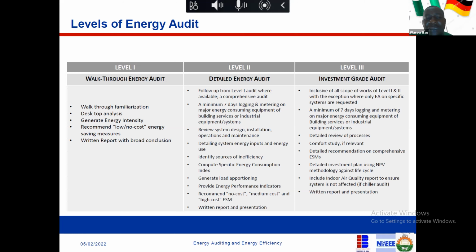As the word implies, you walk through, familiarize yourself with what they are doing, you do small desktop analysis, you generate your energy intensity load, then you make recommendations. And recommendations will only be low cost or no cost. Then you write your report with a broad conclusion.